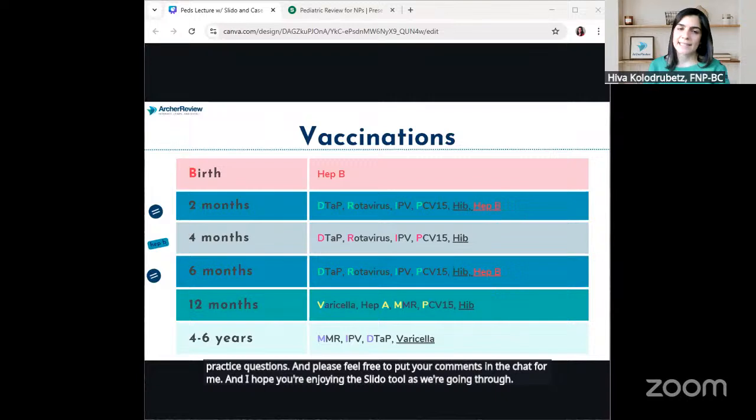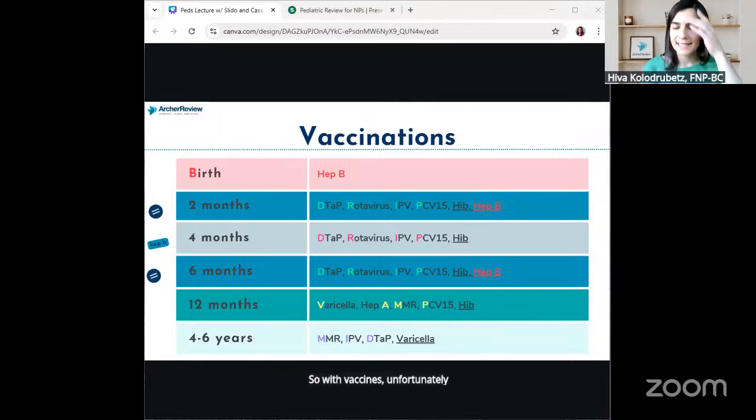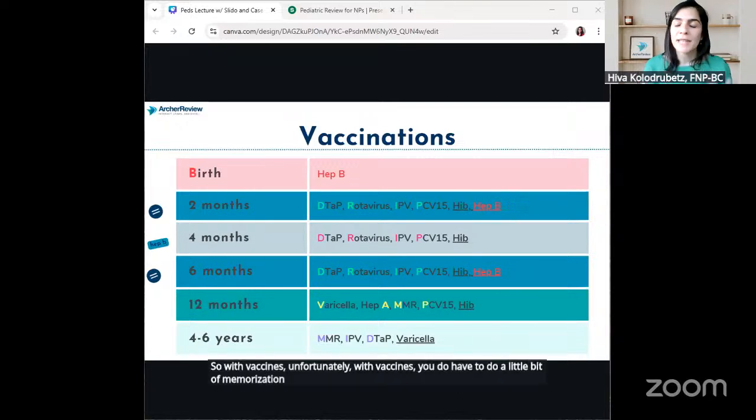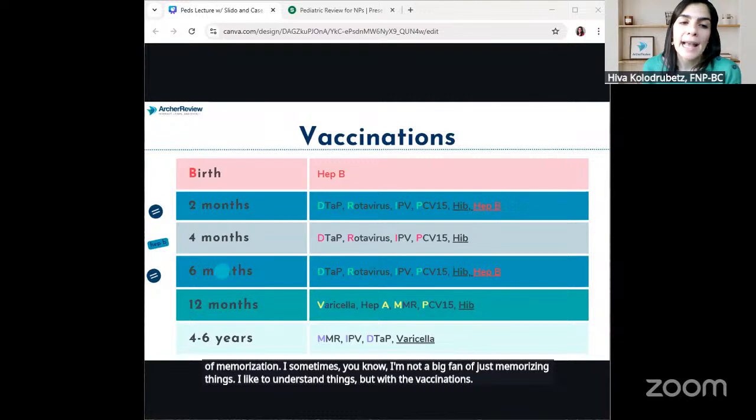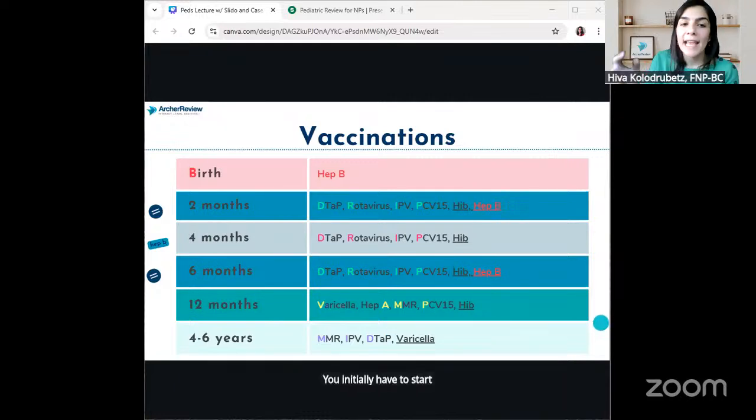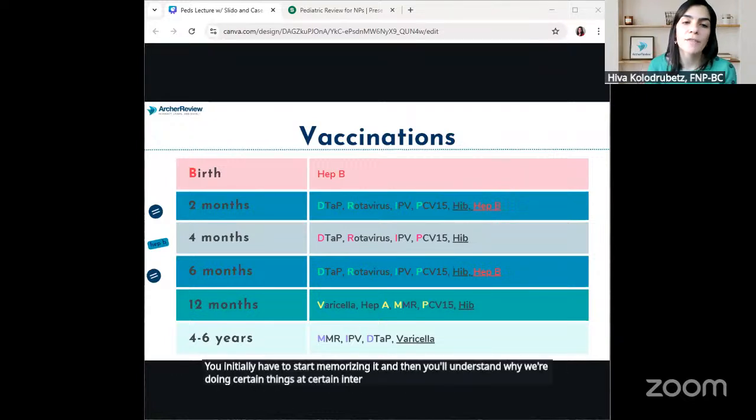So with vaccines, unfortunately, you do have to do a little bit of memorization. I'm not a big fan of just memorizing things. I like to understand things, but with the vaccinations, you initially have to start memorizing, and then you'll understand why we're doing certain things at certain intervals, right? When we're vaccinating a child at a certain interval, it's because we're preparing for an age where they're at most increased risk of contracting that disease. So we're going to try to protect them.